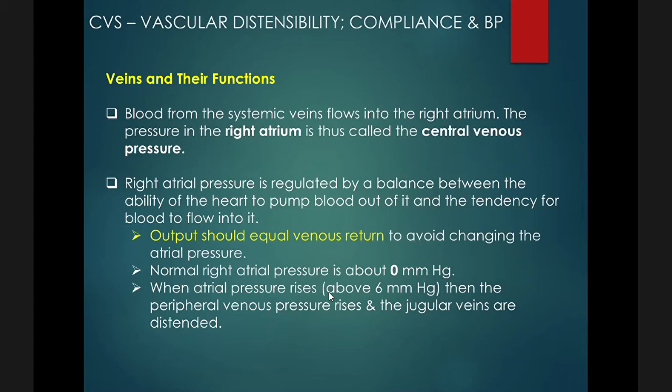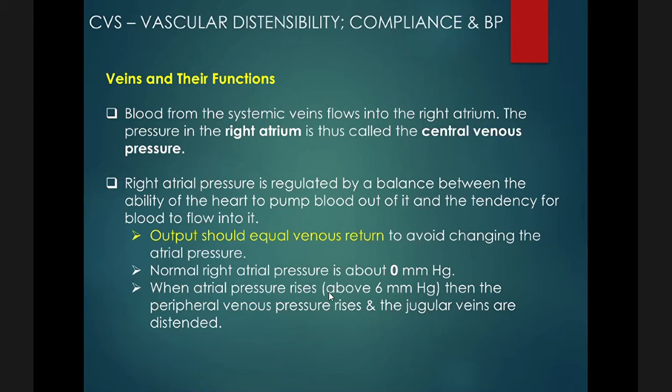So in order for the vein to drain into the right atrium, if the right atrial pressure increases, the venous pressure has to increase. Okay, it has to do something to increase the pressure para makadrain siya to the right atrium. Okay, so right atrial pressure is regulated by a balance between the ability of the heart to pump and the tendency for the blood to flow into it. Output should equal venous return. So whatever the output in the aorta, in the LV, should equal the input. Kasi kung lumabas 120, yung bumalik sa right atrium 100, saan napunta si 20 ml?